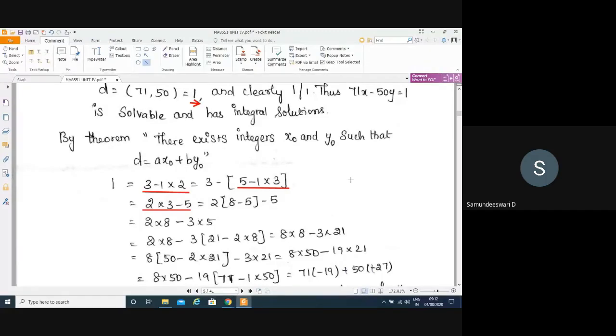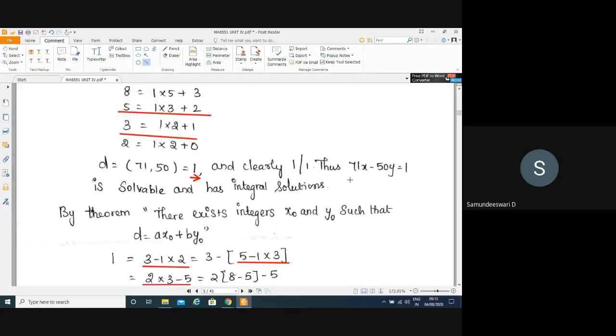I think there are some mistakes in this step. Actually we need to substitute in the reverse order only. So 3 minus 1 into 2, and again in place of 2 substitute the Euclidean algorithm value. Go back to that step in the Euclidean algorithm steps.